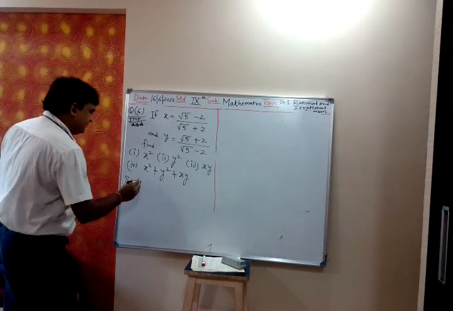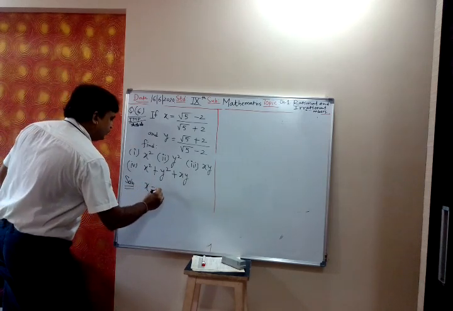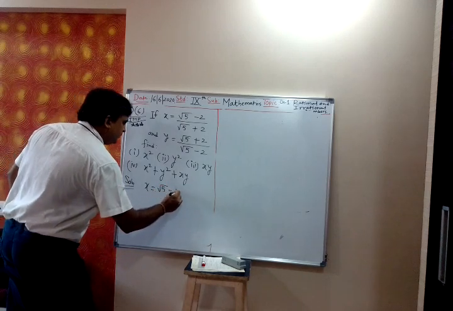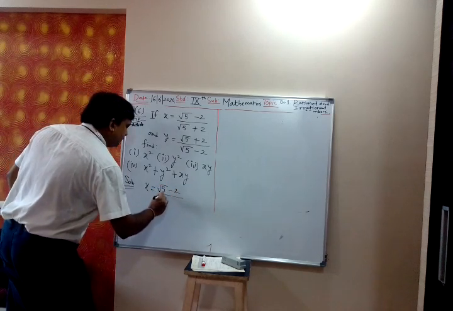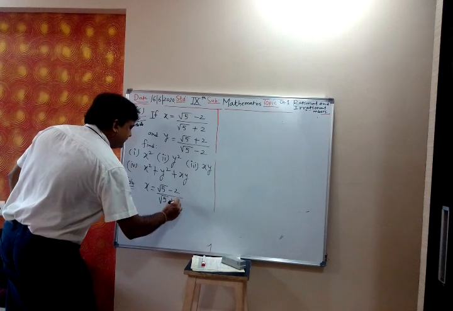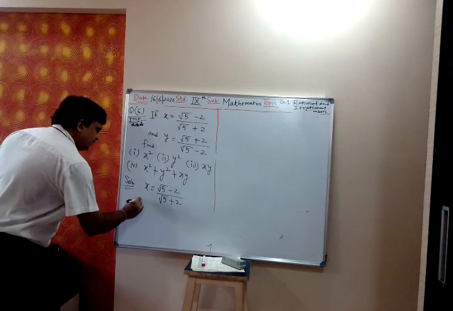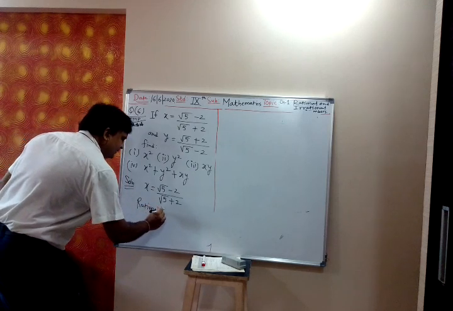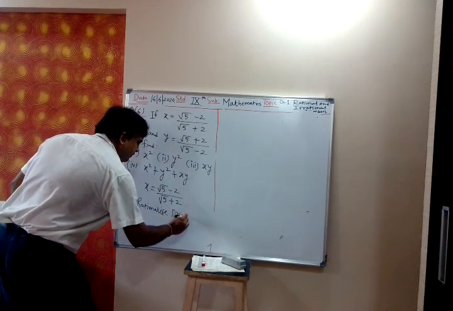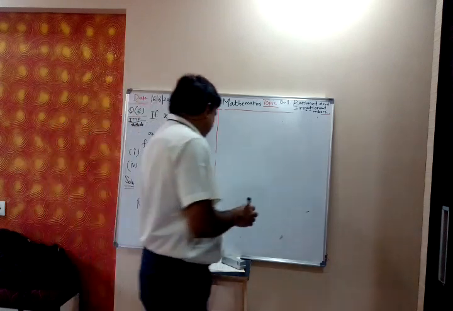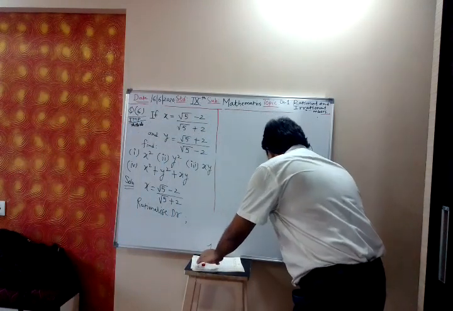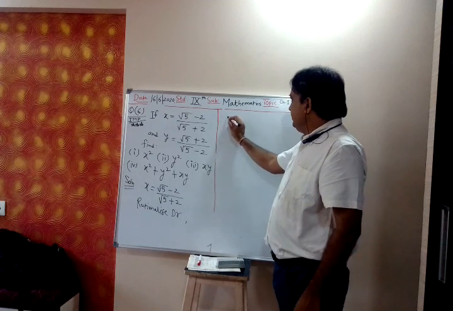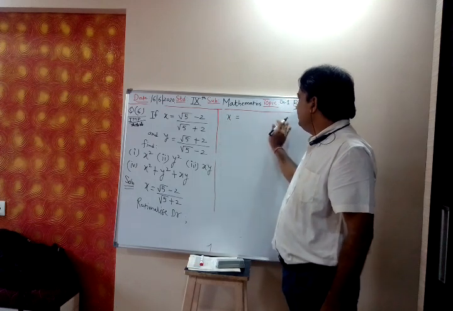So x is root 5 minus 2 upon root 5 plus 2. Now simplify this, rationalize the denominator. So you have to rationalize the denominator and simplify this.